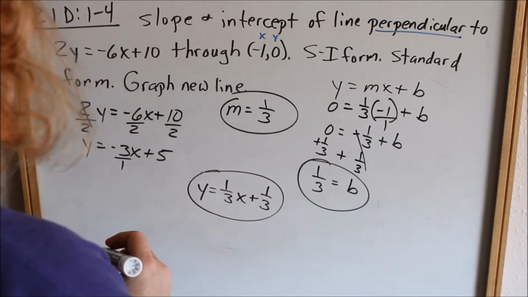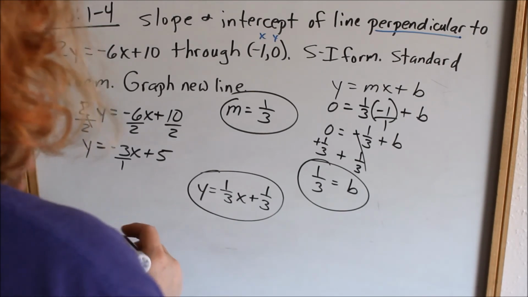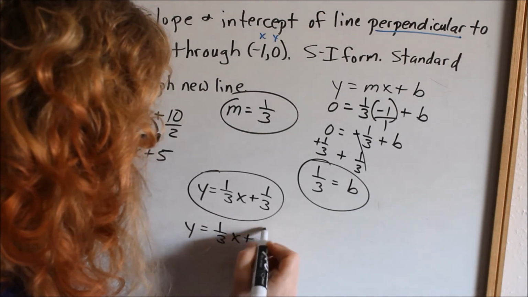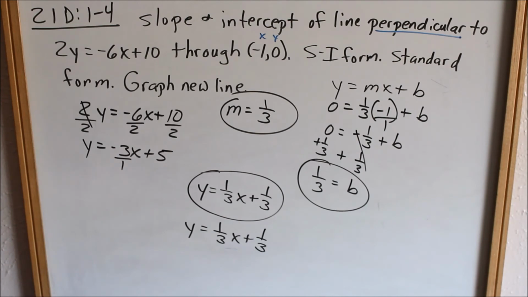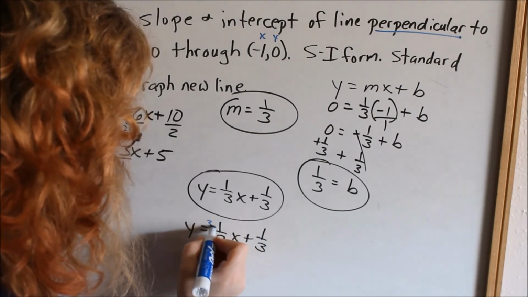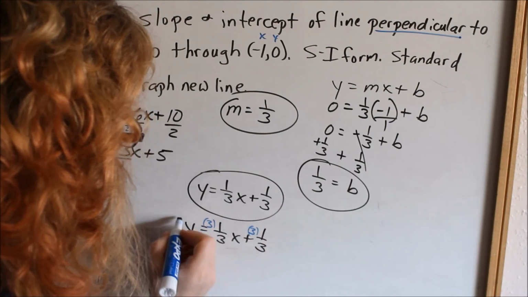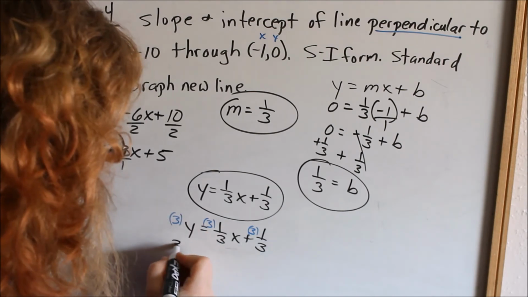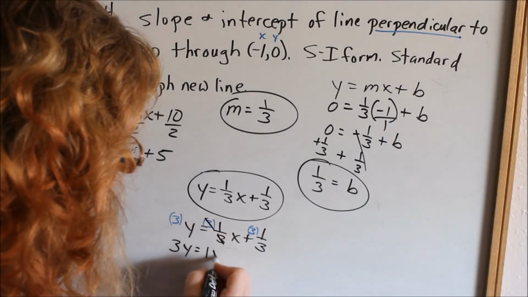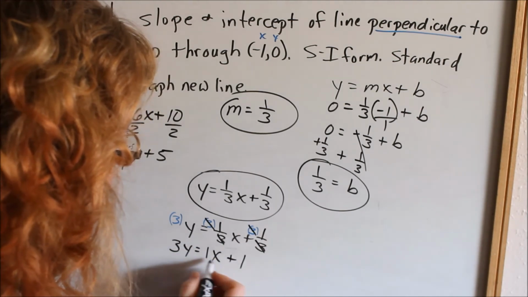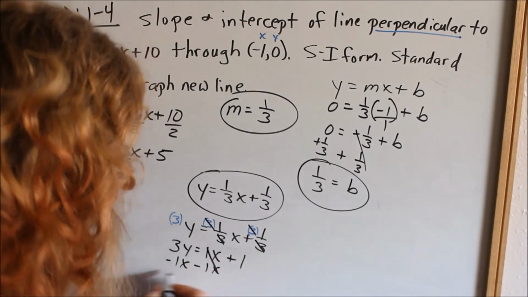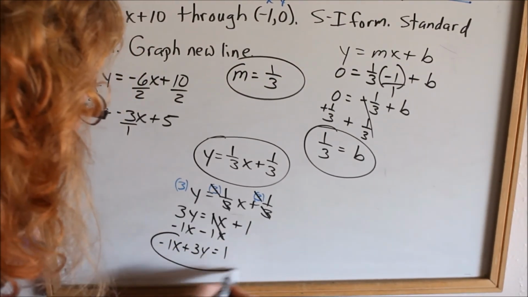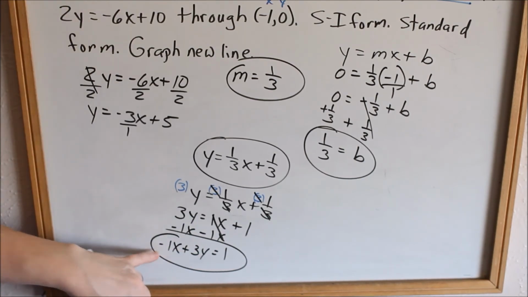Then they ask us to put that in standard form. Standard form means x's and y's on one side and whole numbers on the other side with no fractions. Standard form does not have fractions, so they both have a denominator of 3. So if I multiply these both by 3 to get rid of the denominator, I have to multiply everything by 3. So then I have 3y, those 3's cancel, 1x plus 1, moving my x to the other side. Can't combine x's and y's, so then we leave it just like that. You can also change the sign if you don't want the negative in front of the x.